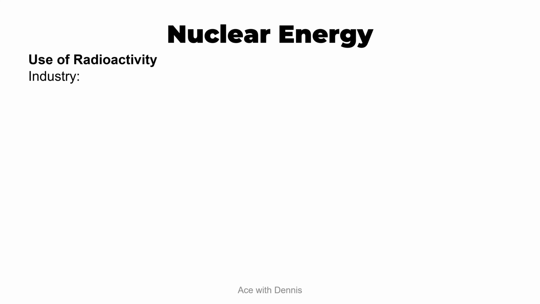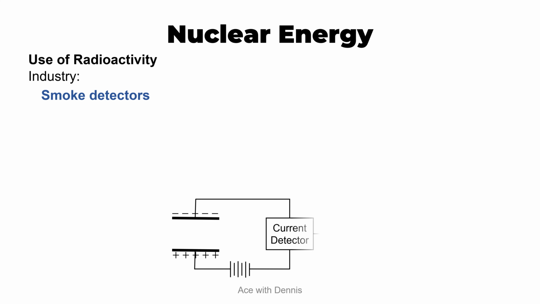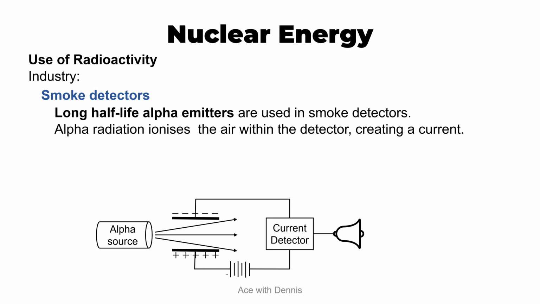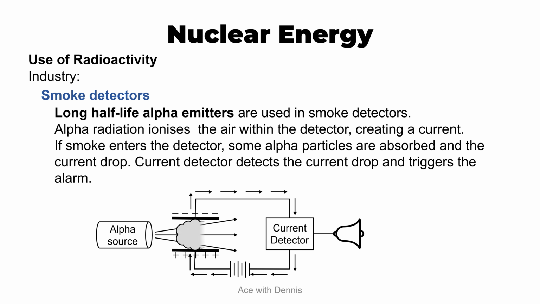In industry, radioactivity can be used as smoke detectors, and here is how it works. Long half-life alpha emitters are used in smoke detectors. Alpha radiation ionizes the air within the detector, creating a current. If smoke enters the detector, some alpha particles are absorbed and the current drops. The detector detects the current drop and triggers the alarm.